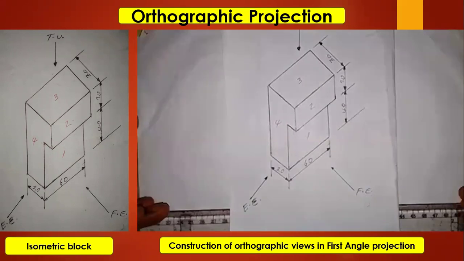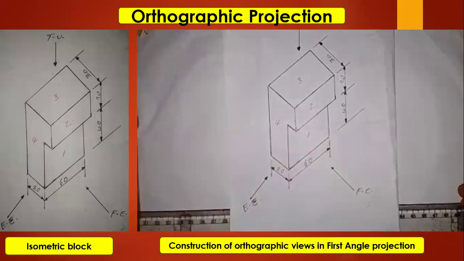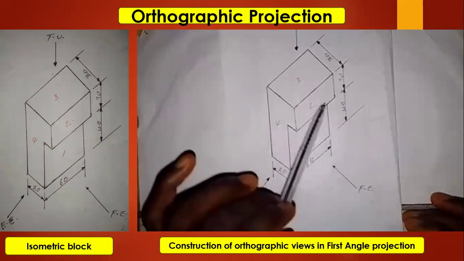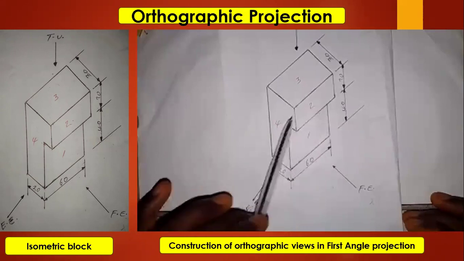As you can see on the screen, we want to produce the orthographic views of this symmetric block. Just look at how I'm going to construct the orthographic views of this object. But before I go on, we are looking at this object in this direction. As you can see, FE here means front elevation. We want to draw the shape that we can see on this object.